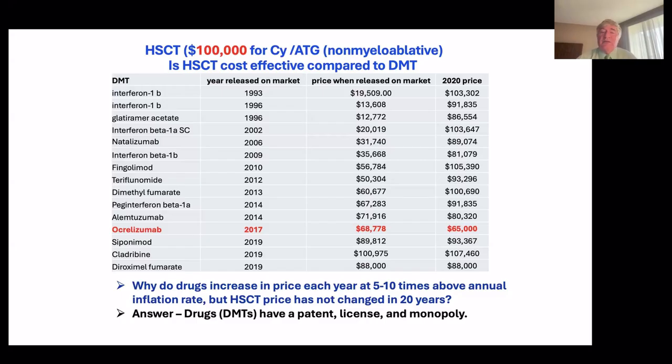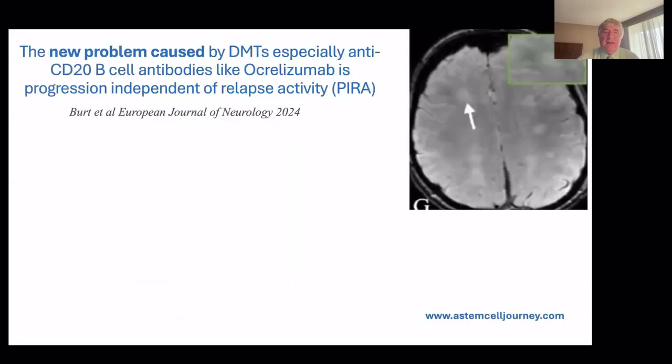Neurologists don't know how to do it because it's an inpatient 2-week admission compared to an outpatient infusion. So there's a new problem that's occurred in the field of transplant for MS, and that is a lot of people are using anti-CD20 or B cell.